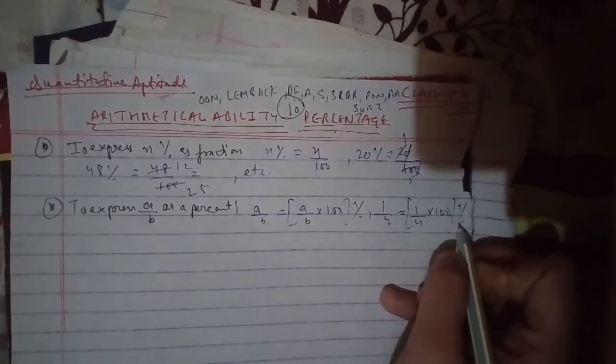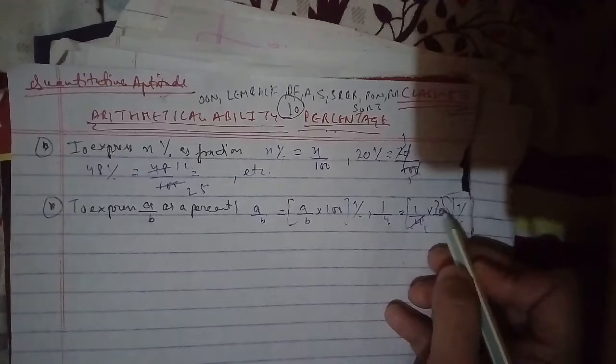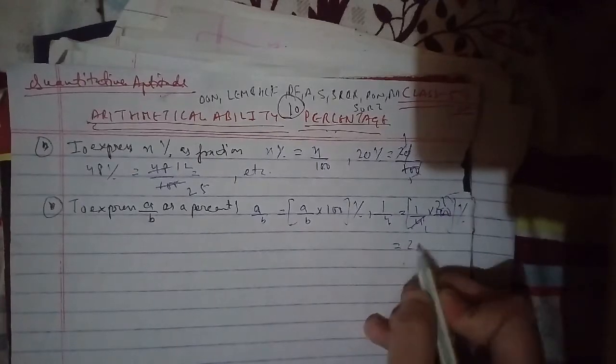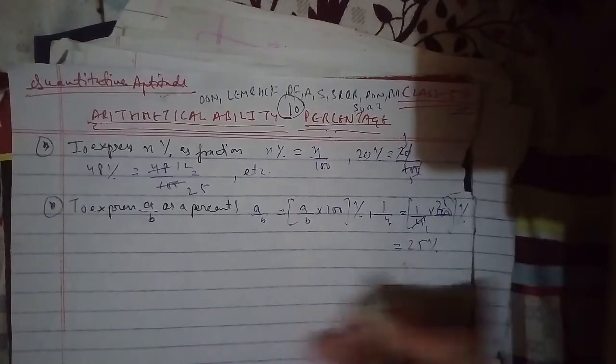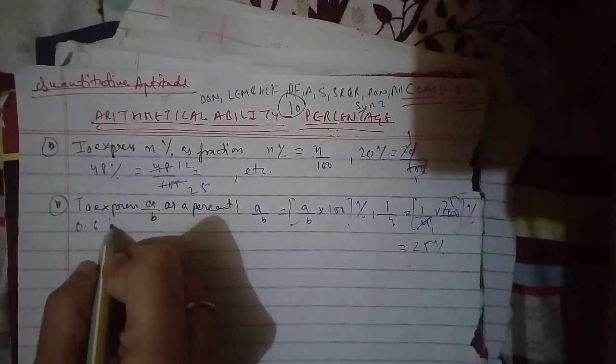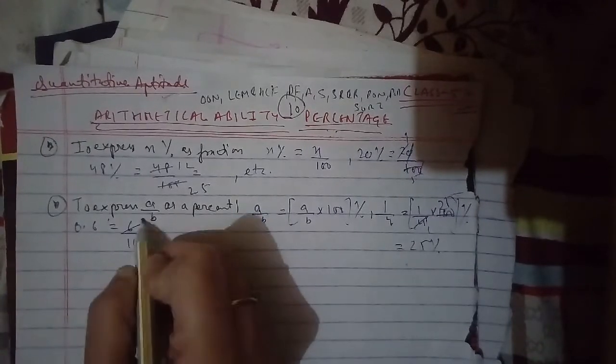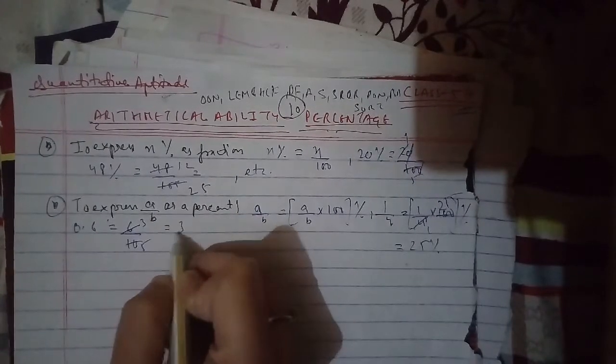Now for 0.6 we have to represent it as 6 upon 10. 2 threes are 6, 2 fives are 10, so that is 3 by 5, which can be written as 3 by 5 into 100%. 5 ones are 5, 5 twos are 10, and 0, so 2 threes are 6, it will be 60%.